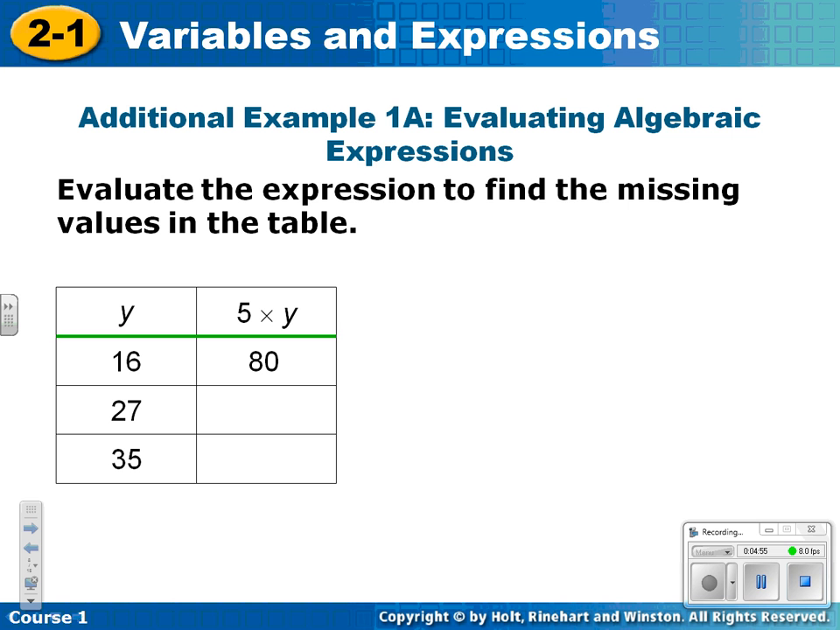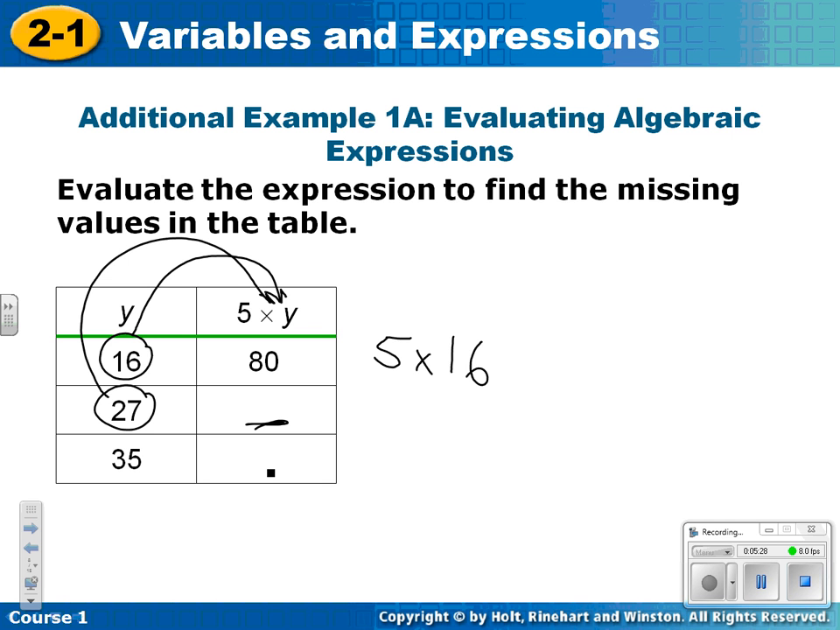Trust me, it's not. All I'm doing for these problems, I take this 16 and I plug it right in there. So this is essentially 5 times 16. See that? And 5 times 16 is 80. Now for the next one, what goes here is we need to take this 27 and we plug it in to y.